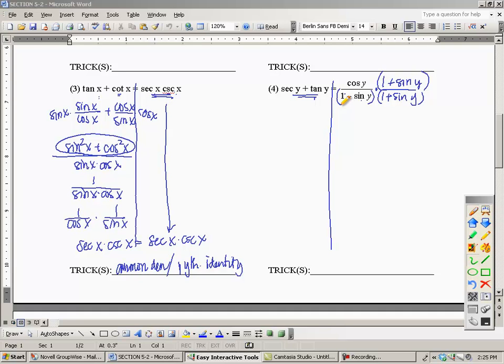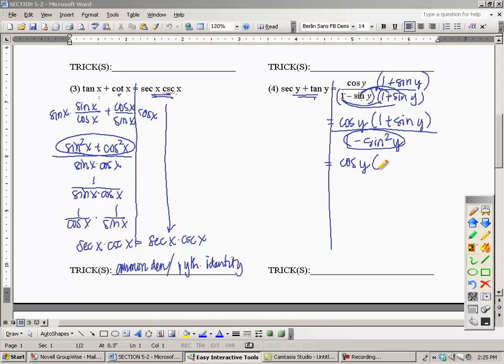Okay? Now, I'm going to leave the multiplication separate in the numerator for just a second. Cosine of y times 1 plus the sine of y, all over, and I'm actually going to FOIL the denominator. So 1 times 1 is 1. I know that I get a negative sign and a positive sign, but I do negative sine times sine, you get negative sine squared.